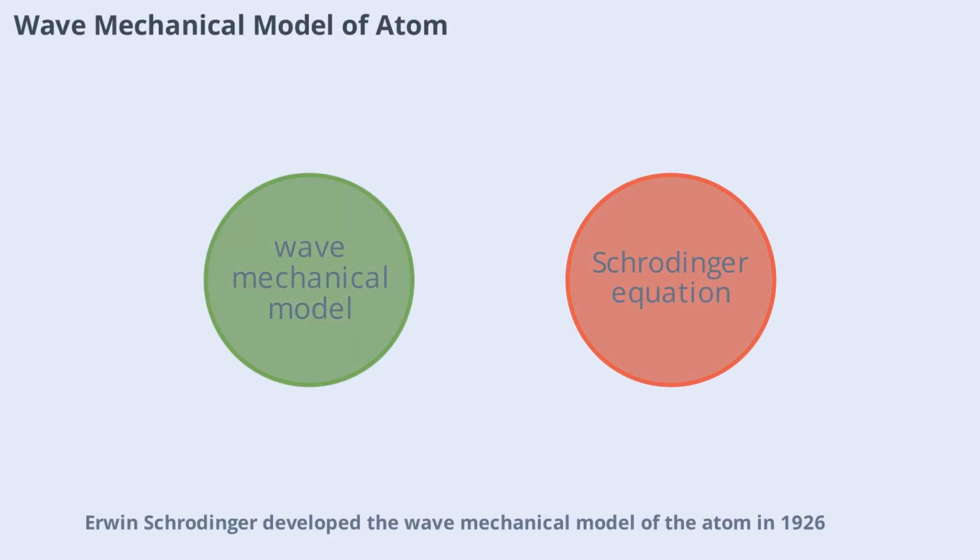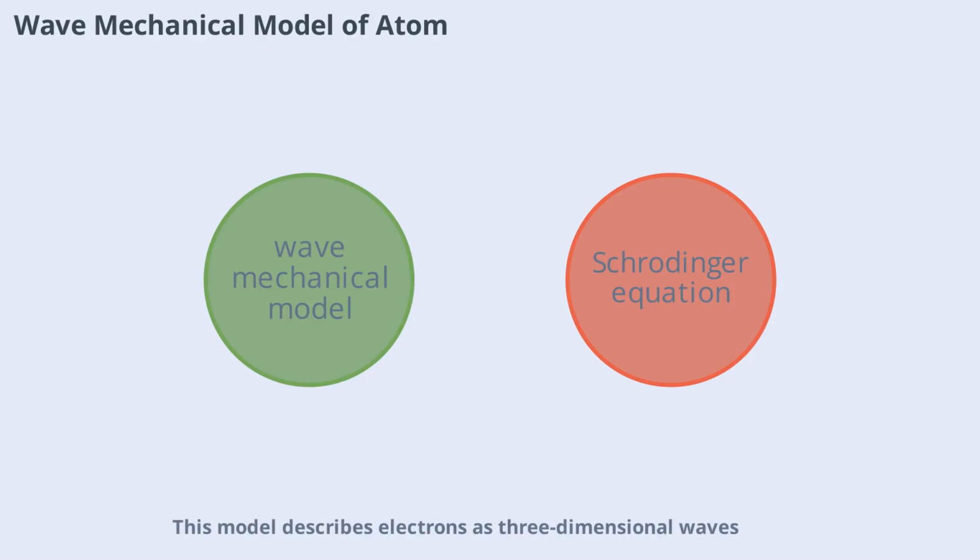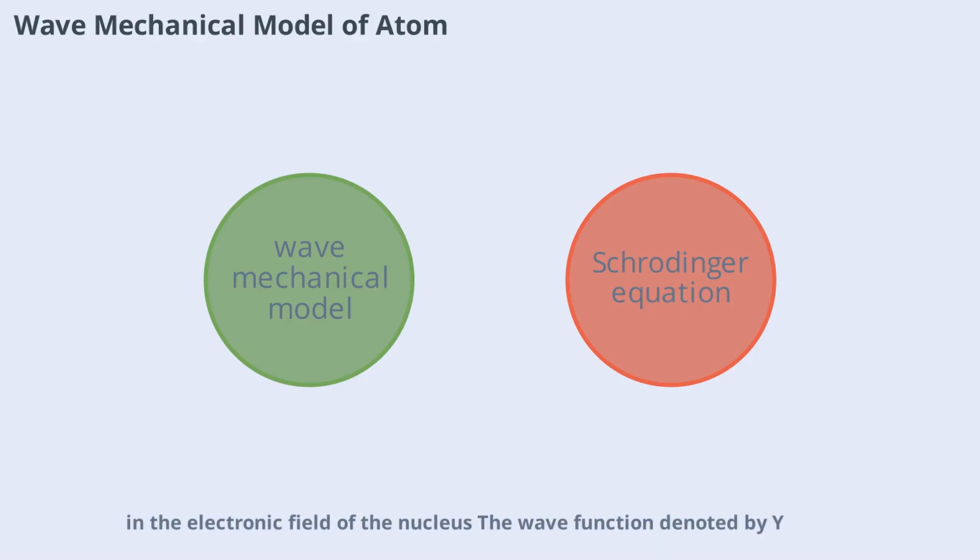Erwin Schrödinger developed the wave mechanical model of the atom in 1926. This model describes electrons as three-dimensional waves in the electronic field of the nucleus.